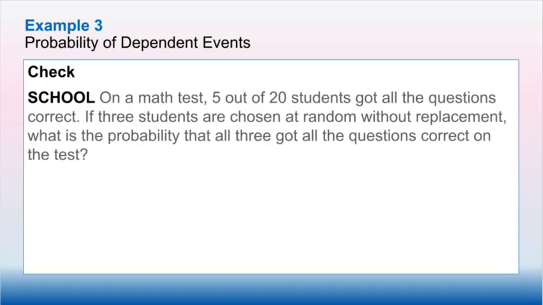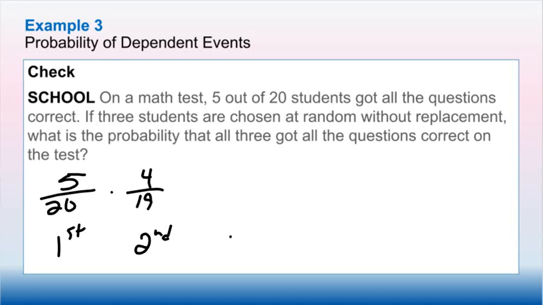And our last question. On a math test, 5 out of 20 students got all the questions correct. If 3 students are chosen at random without replacement, what is the probability that all 3 got all the questions correct on the test? So for this one, 3 students are chosen. For the first person, you have 5 out of 20 chances. The second pick would be, there's only 4 out of 19 left. And then the third pick, you'd have 3 out of 18.